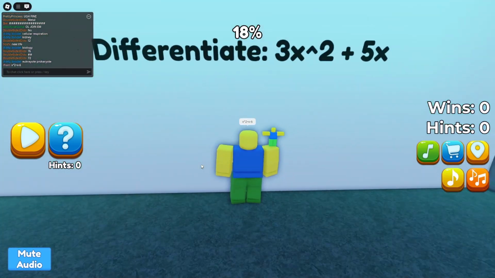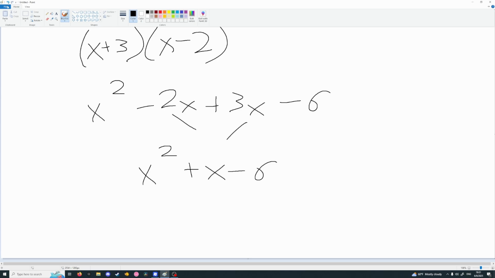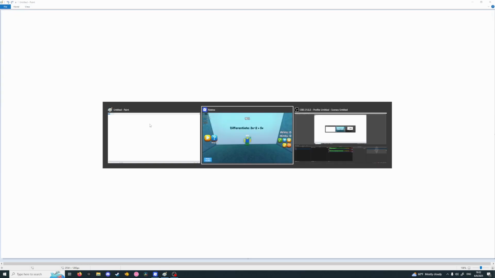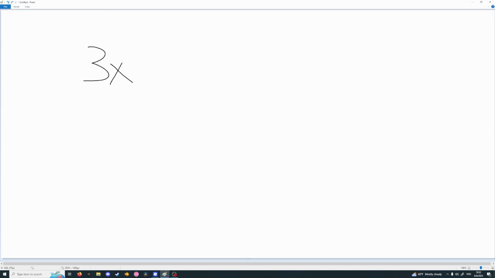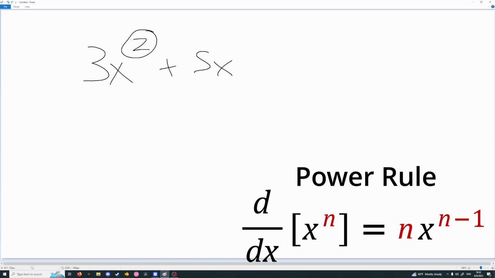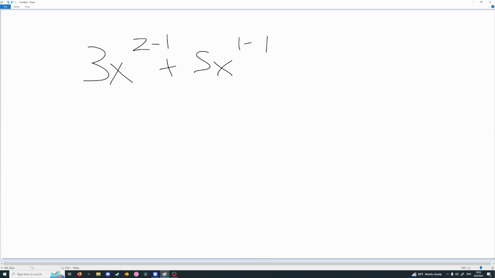Booyah. Okay, differentiate. That's a pretty big jump, I would say, but I don't know. So anyways, we have this plus 5x. We're just going to do the power rule. We drop the 2 in front, so now we have 2 times 3, and then minus 1 from the exponent. This one here is just a 1, so you drop it in front. 5 times 1 is just 5, and then we minus 1 there, so this x goes bye-bye. And so we have 6x plus 5.